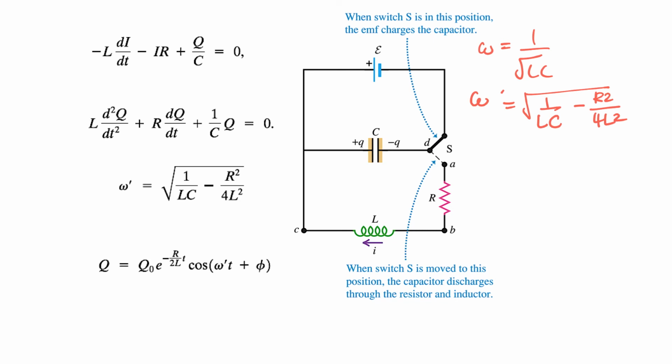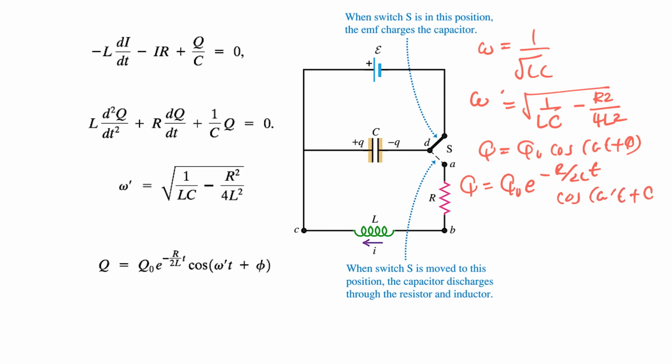And that's the reason why you are not going to use cos omega t plus phi anymore. That is basically the perfect case, which means there's no resistor. It changes into Q equals Q naught e to the power of negative R over 2L t, which means you need to incorporate the value of damping into the formula, times cos omega prime t plus phi. So this is going to be the new formula.